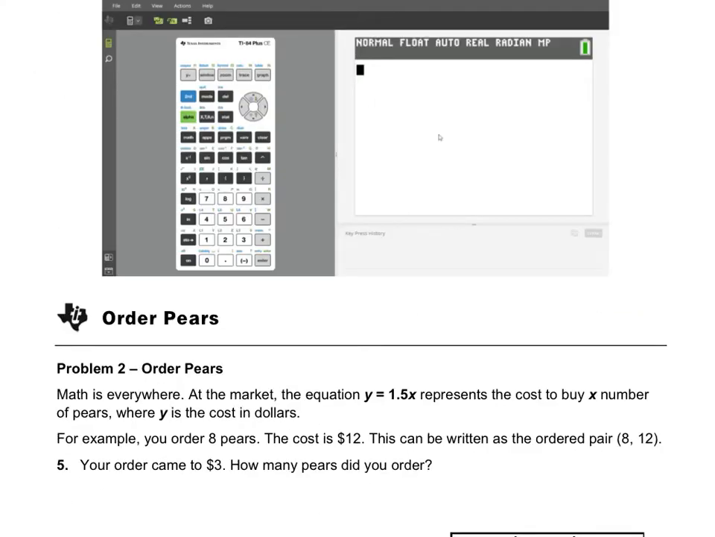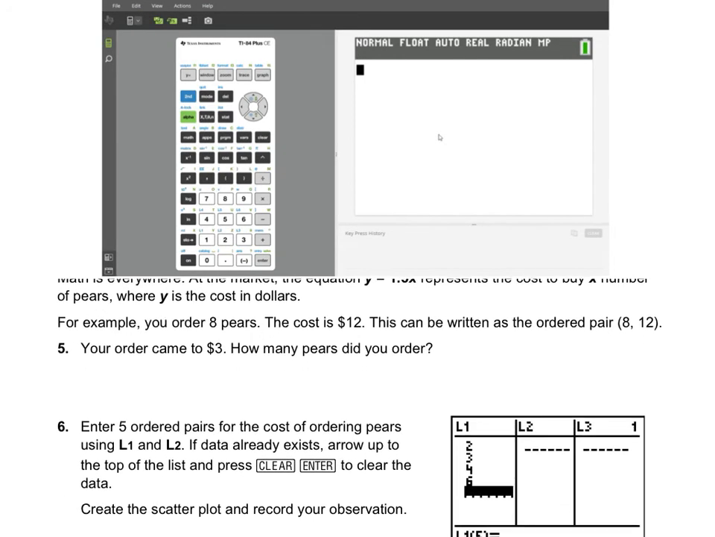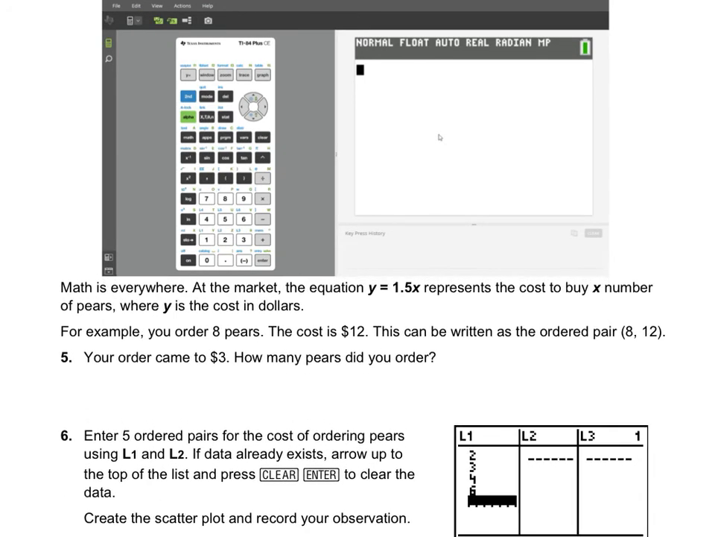Problem 2, order pairs. Math is everywhere, students. At the market, the equation y equals 1.5x represents the cost to buy x number of pairs, where y is the cost in dollars. For example, you order 8 pairs. The cost is $12. This could be written as the ordered pair 8, 12. So 8, 12 is basically a solution to that equation y equals 1.5x.